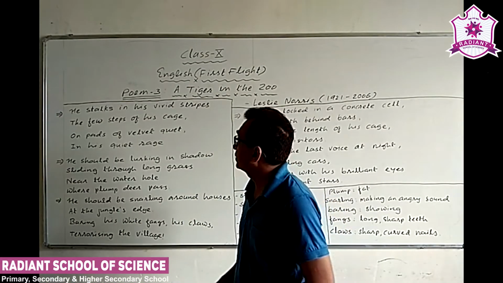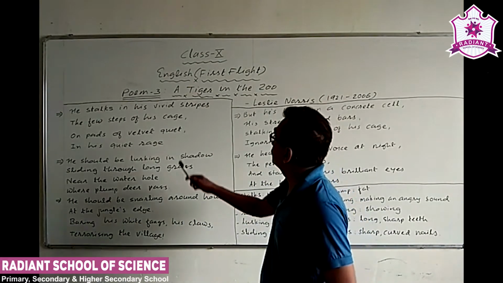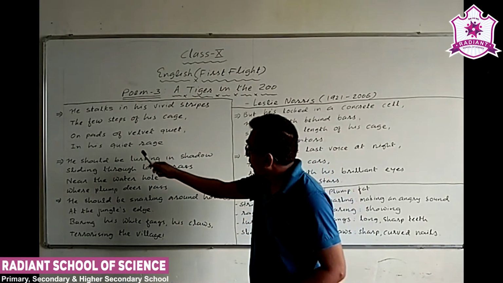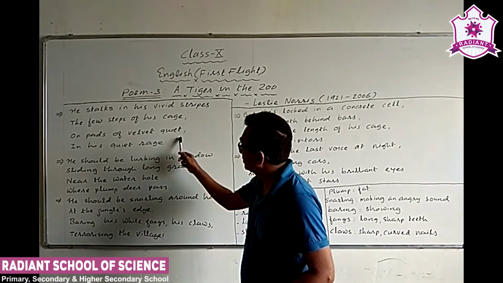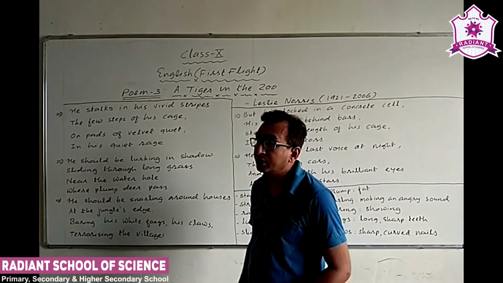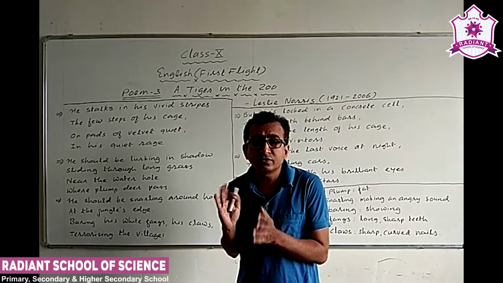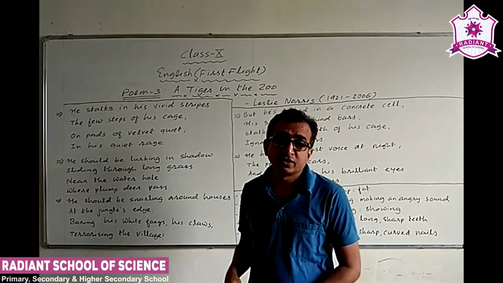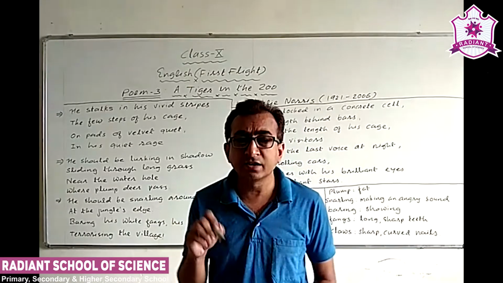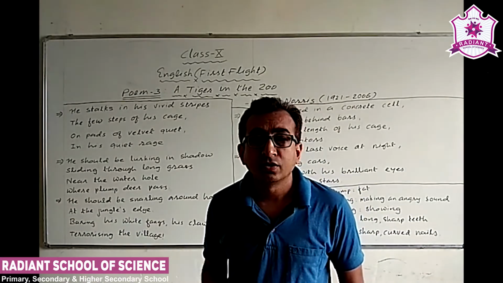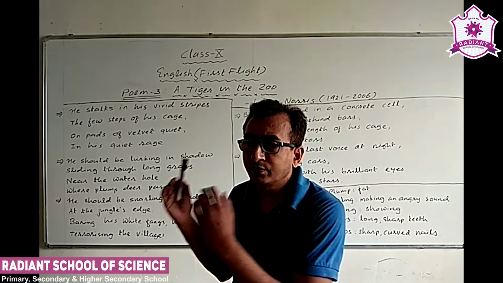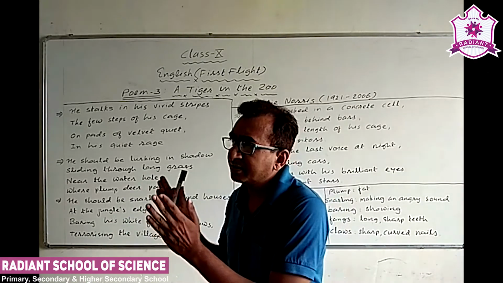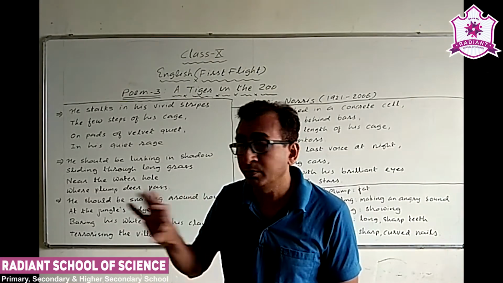Okay, the first stanza. "He stalks in his vivid stripes the few steps of his cage, on pads of velvet quiet, in his quiet rage." So here is a beautiful combination of words used by the writer through which he explains the real condition of the tiger. We all might have seen the tiger who is confined in the zoo on many occasions. But that is a phenomenon we observe only for a few moments.